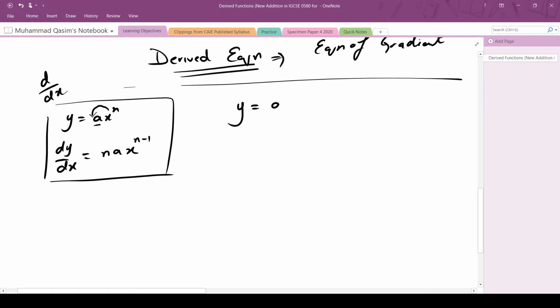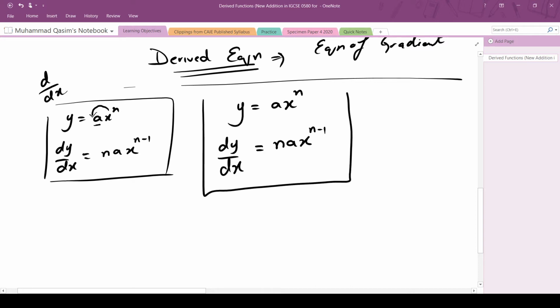y equals ax to the power n is the simple equation, and this is how I'm going to find the derivative. So dy by dx means the derivative has been taken, and then the n is going to be multiplied with the a, and the power of x will be reduced by 1. So this is what you are going to do all the time.